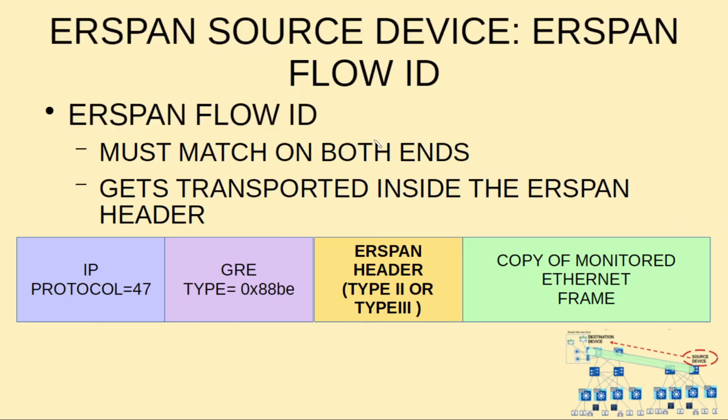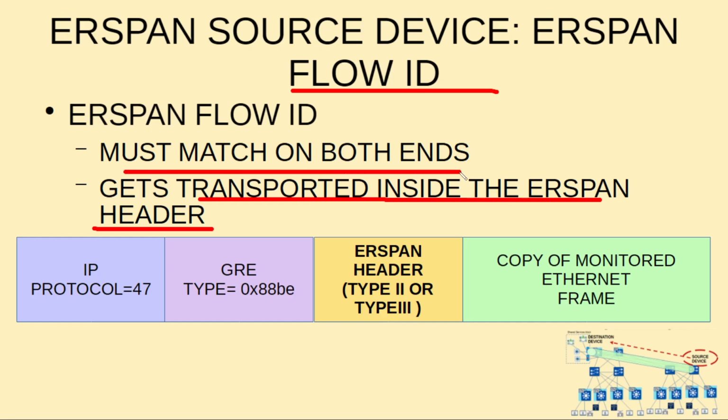Now let's talk about the flow ID. This is actually a number that is going to get transported inside the ERSPAN header. This will help source and destination devices differentiate between different ERSPAN sessions. So this number must match on both ends, and remember that this is actually a number that travels through the network. So this must match at both source and destination.